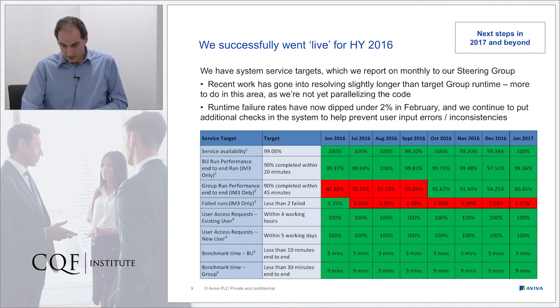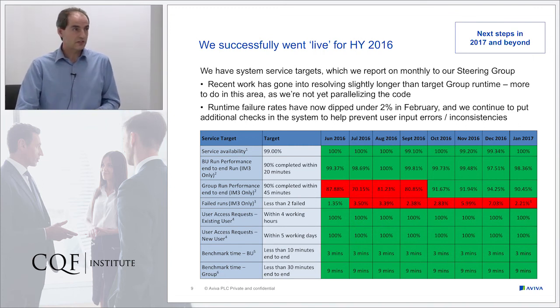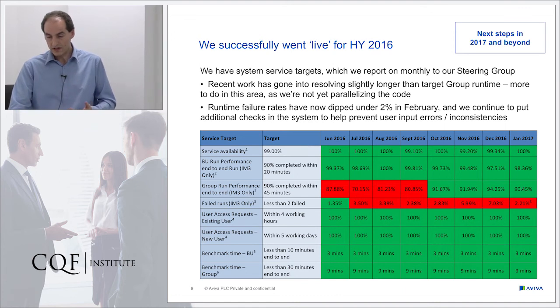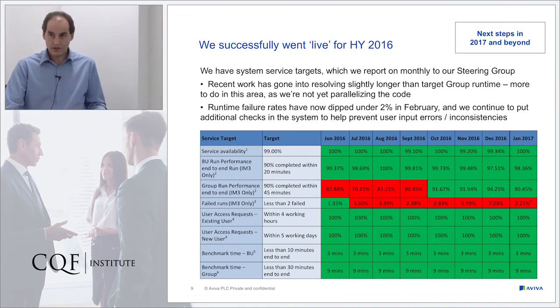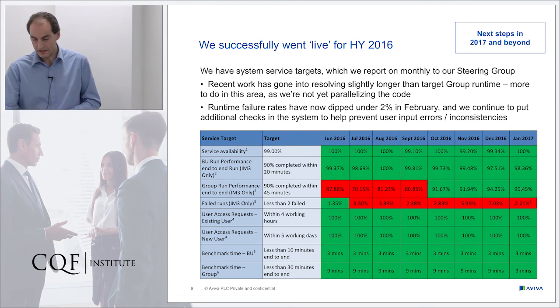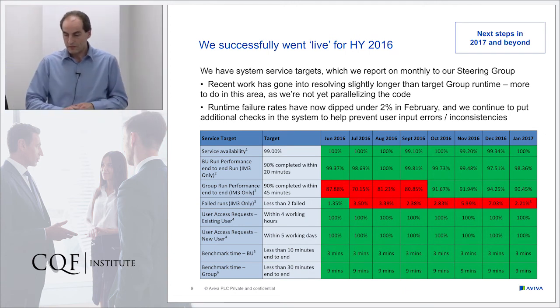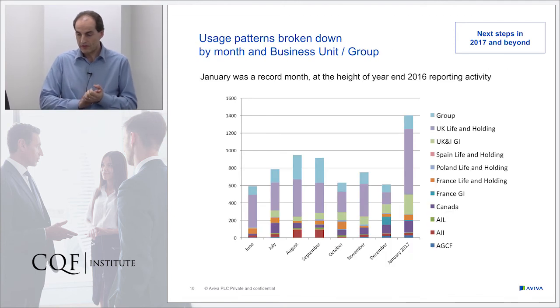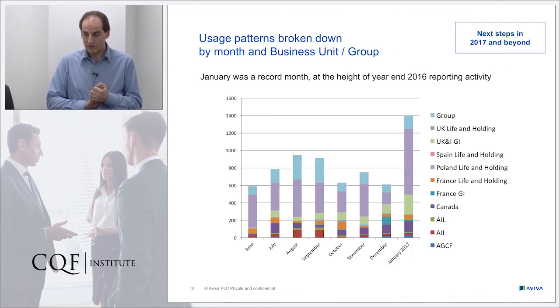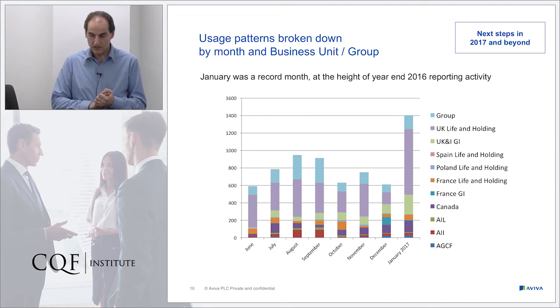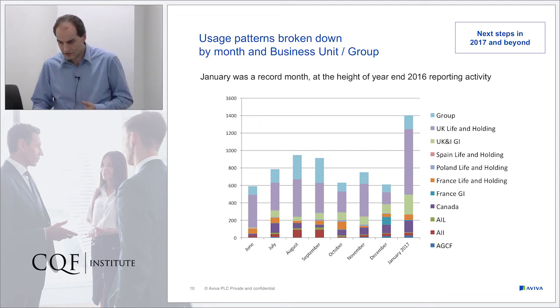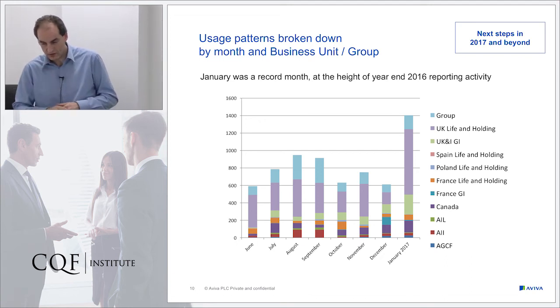So those are some of the benchmarks. So we really treat it as a true production system. It's live 24/7, any day of the week the users can use it in all those different businesses around the world. There's an example or an indication of the number of runs going through a month. It's not a huge number. I mean, 1,400 there is our record in January.